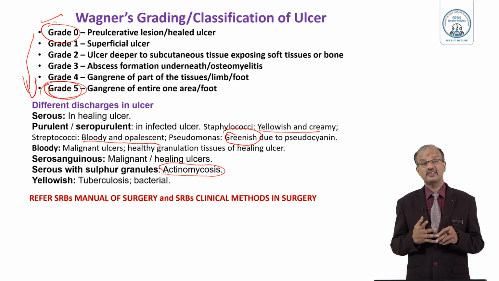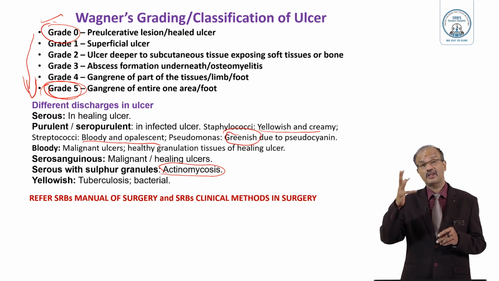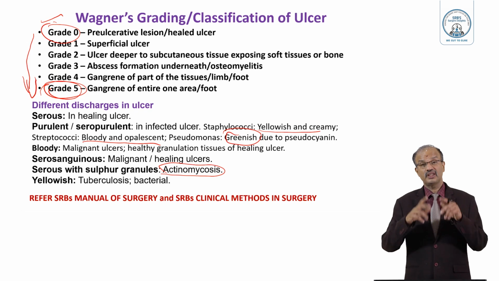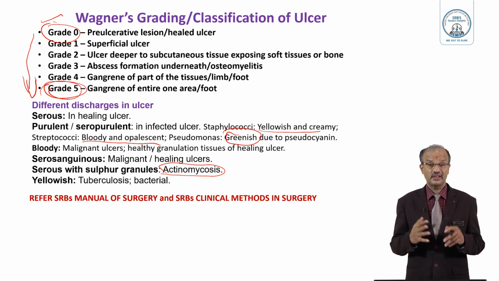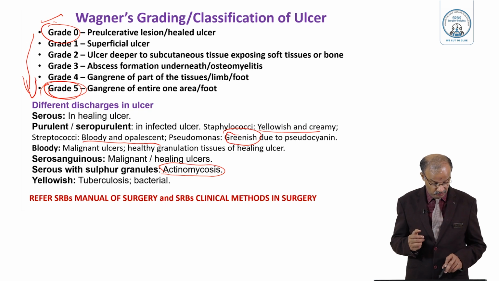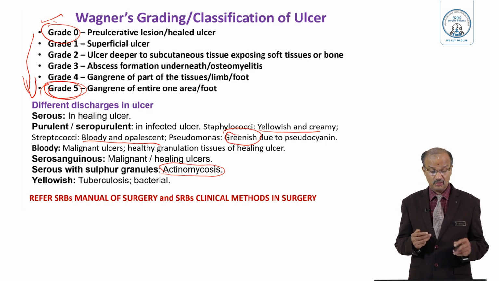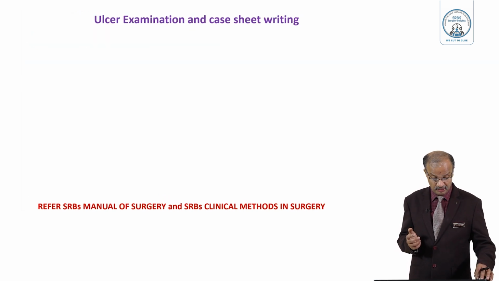Ray fungus, it's a misnomer. Ray fungus, sun-ray appearance on staining. That is what it looks like. It is called ray fungus. So it is not a fungus. It is a bacteria where you get these sulfur granules, yellowish. Tuberculosis is another bacterial infection. It can be yellowish. Remember.